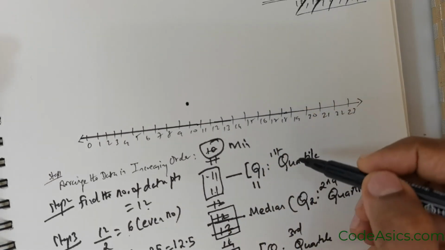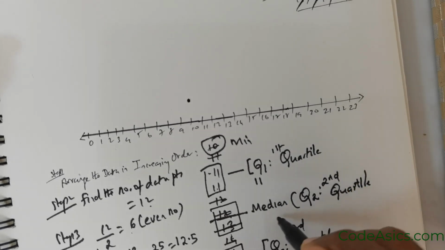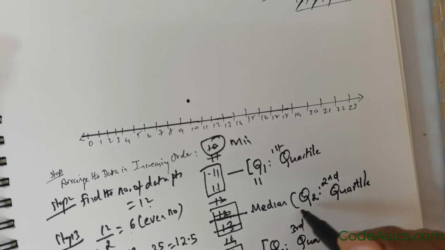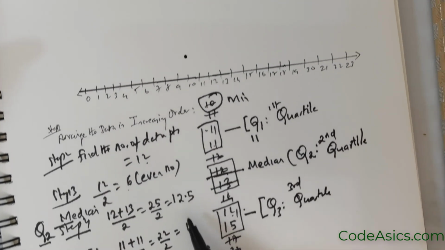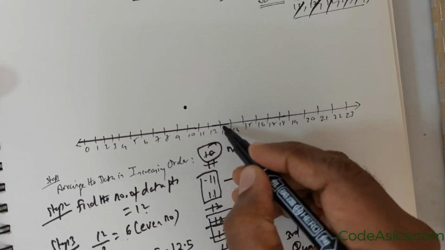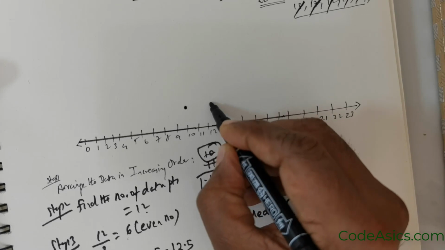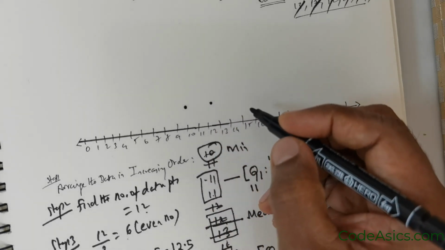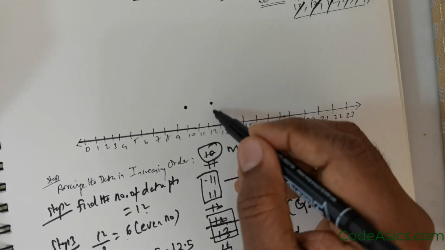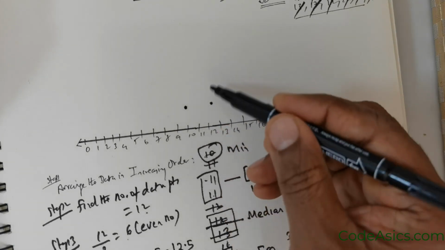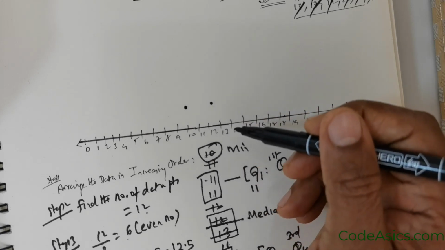Okay, now next, go plot your median, the real median, Q2, that's the second quartile. What is the second quartile we have got? Q2 we have got as 12.5. So go up here. 12.5 is located between 12 and 13. So this is going to be my Q2, right? So you don't have to write it now, I'm just placing the point there.